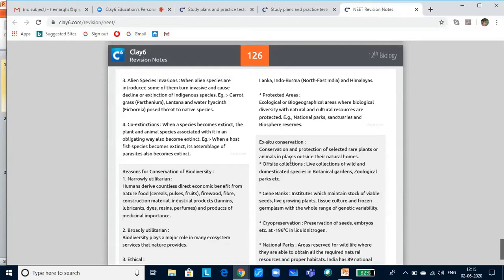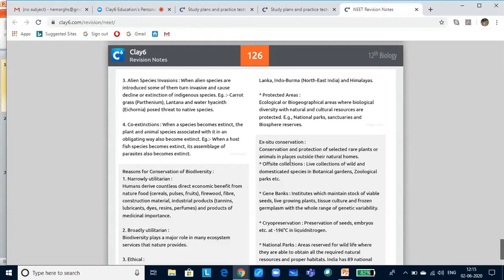Carrot grass, that is Parthenium, lantana, and water hyacinth are the exotic or alien species which are posing a threat to the native species. In fact, water hyacinth, which is known as the terror of Bengal, was introduced thinking it was ornamental. People were very happy looking at its showy leaves. And when they introduced it, it became a weed and is leading to eutrophication of the water bodies and killing the water body itself.